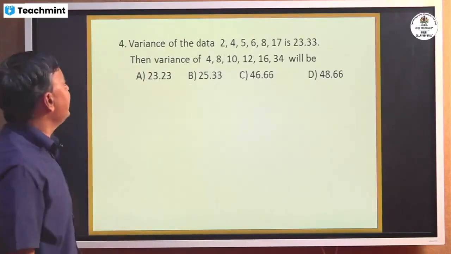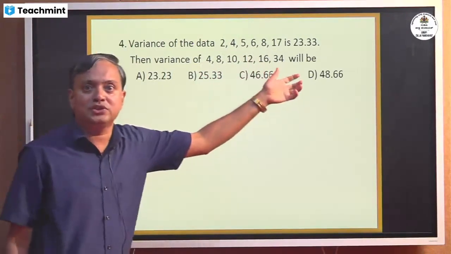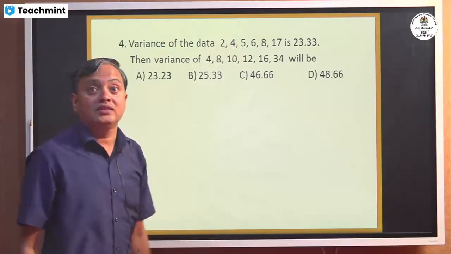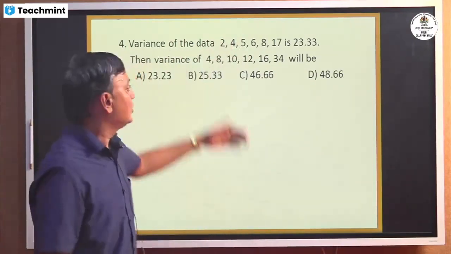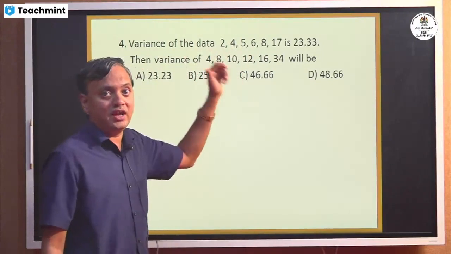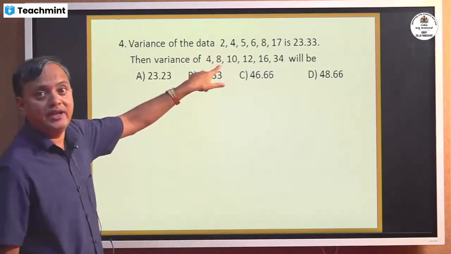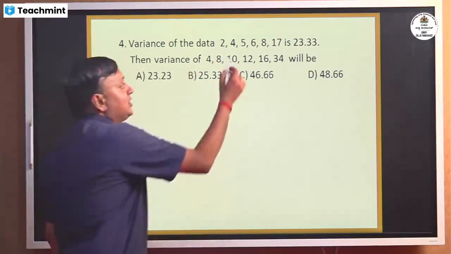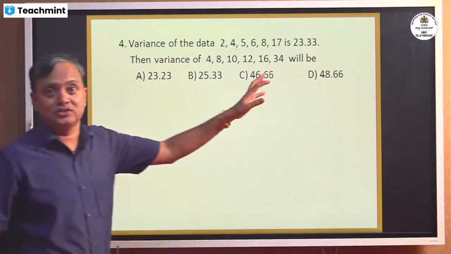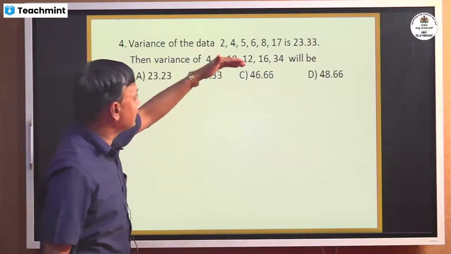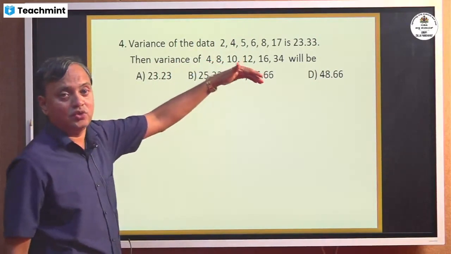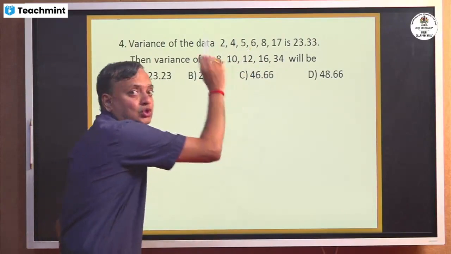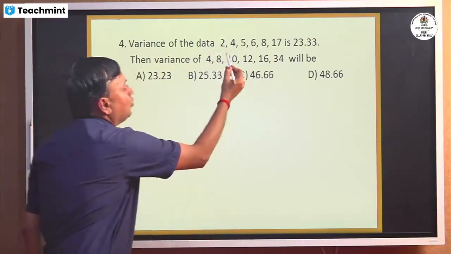Next question. The variance of the data 2, 4, 5, 6, 8, 17 is 23.33. Then find the variance of 4, 8, 10, 12, 16, 34. See the two series here. The second series is obtained by multiplying the given data by 2, correct? So here you have to multiply by 2.